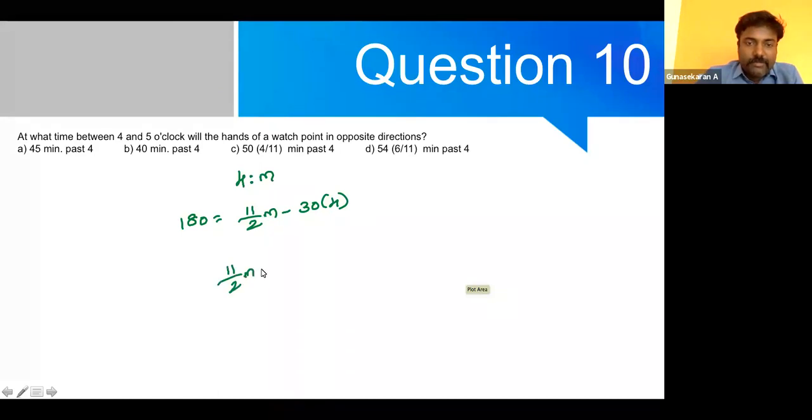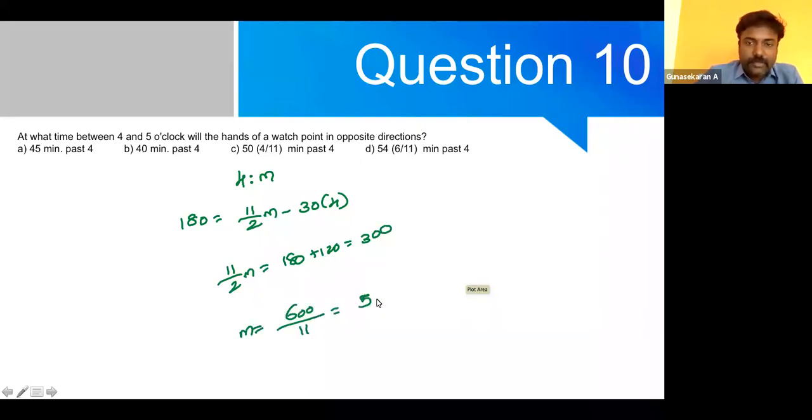So 11 by 2 m is equal to 180 plus 120, 300. M is equal to 600 by 11. 5 elevens are 55, 4, 6 by 11. So option D. Let's proceed. 4:54 6 by 11 minutes past 4. Like that only they will tell the time. So now do 11. Question number 11.